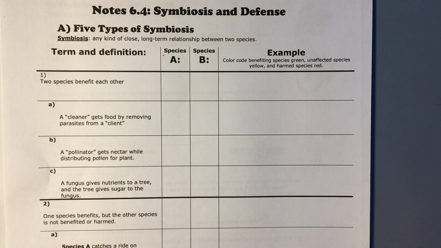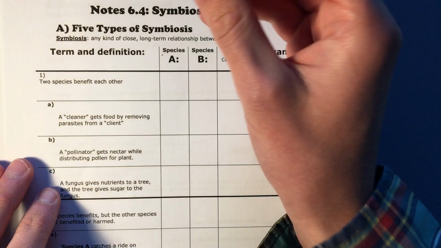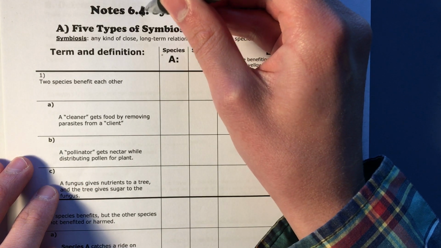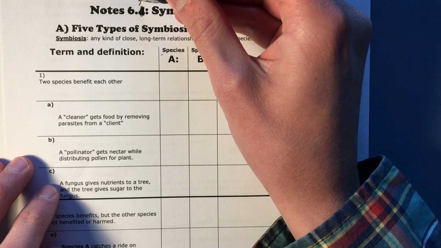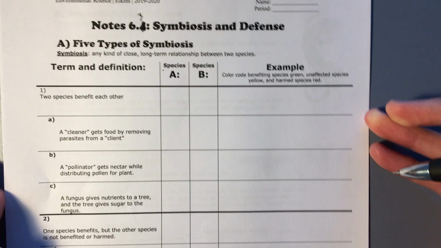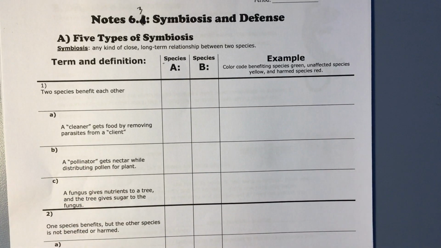All right, we're going to call this note 6.3. I accidentally had 6.4 here. Normally this would be a 6.4, but we're kind of jumping around because we're getting near the end here. So 6.3, Symbiosis and Defense.